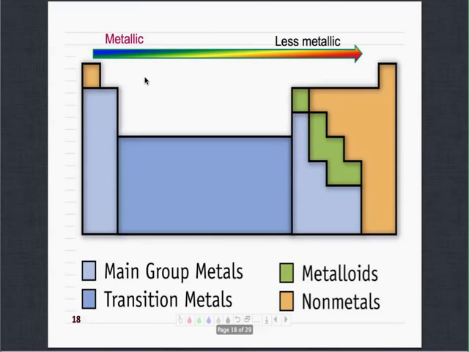So, for example, in group 1, group 2, all of these are called the main elements. All of these groups are the main elements. And then here we call them the transition elements.